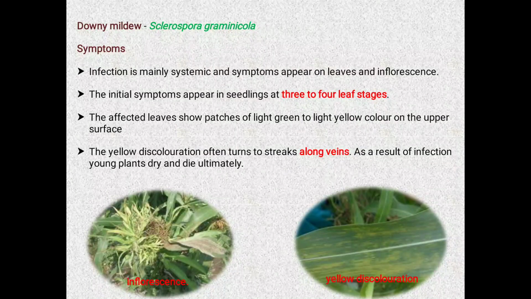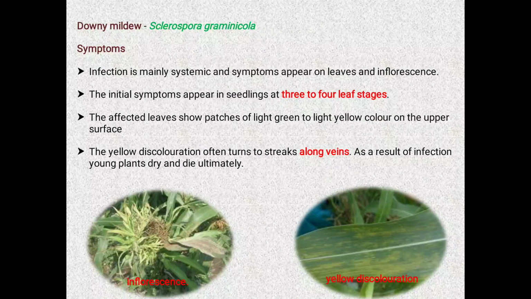Symptoms: infection is mainly systemic, and symptoms appear on leaves as well as inflorescence. Means mainly the leaves and inflorescence are susceptible for showing or exhibiting the downy mildew symptoms. The initial symptoms appear in seedling at 3 to 4 leaf stages. Means here the growth phase factor is very important and vital, as it exhibits symptoms on third to fourth leaf stage.